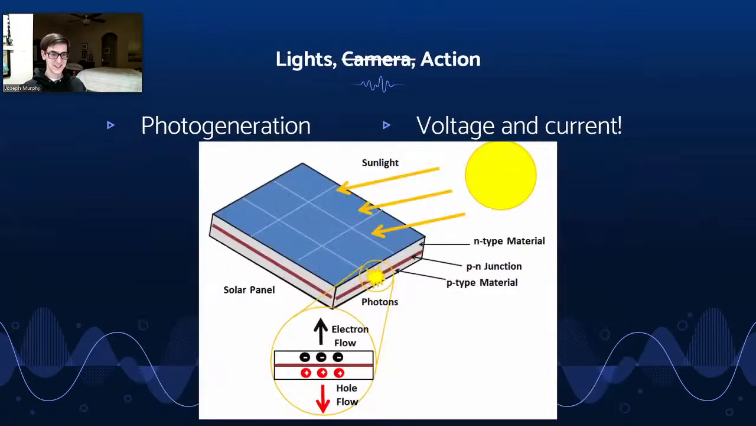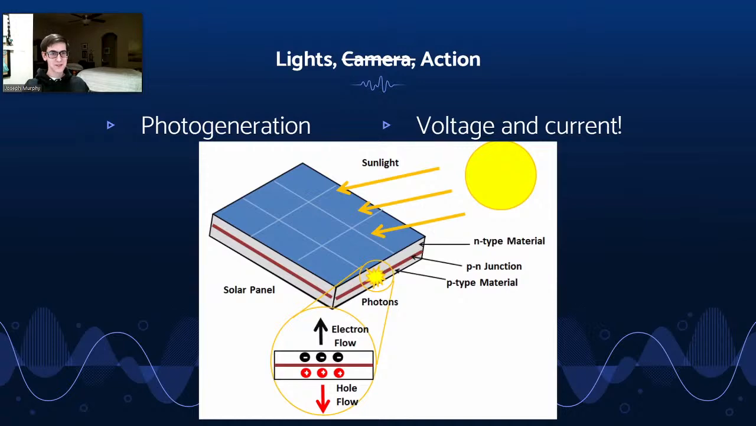So, yay, we've finally done it. We've now generated current through sunlight and some semiconductor magic. This is the photovoltaic effect, generation of voltage and current through sunlight with the help of electrons. I can't help smiling. This is just really cool to me. I'm sorry.